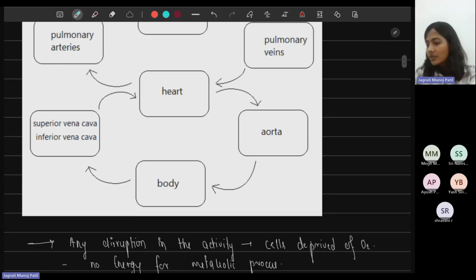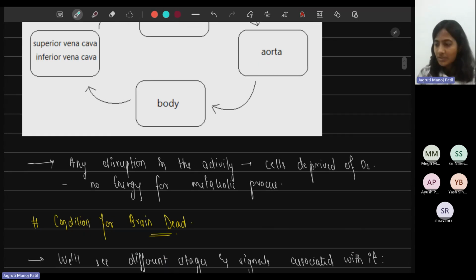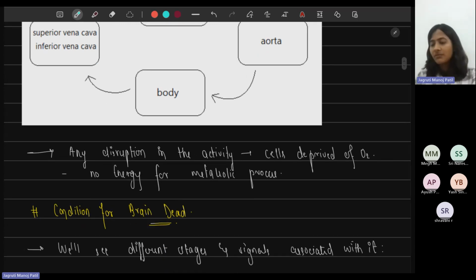Okay. So if there's any disruption in the entire process, the cells would be deprived of oxygen. And if they are deprived of oxygen, we don't have any energy for the metabolic processes. In a condition called brain death, all the cells in your brain don't have a proper oxygen supply. Say you have myocardial ischemia or infarction. There also it is represented by a lack of oxygen supply to all of your body parts or organs.